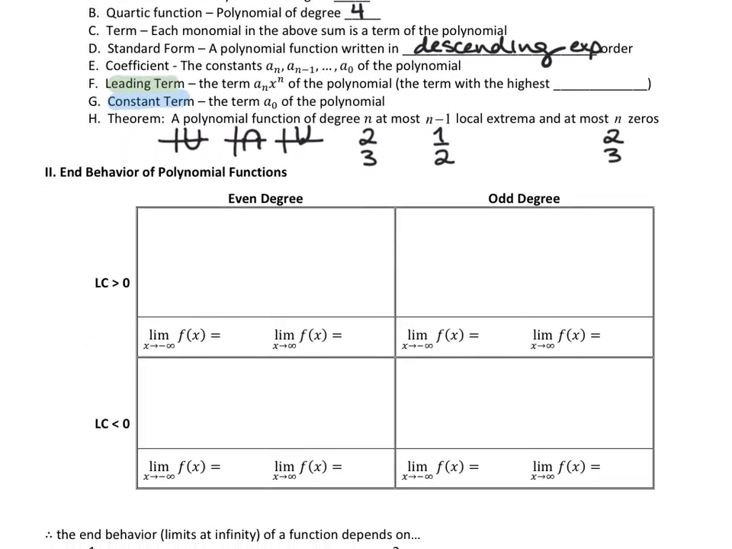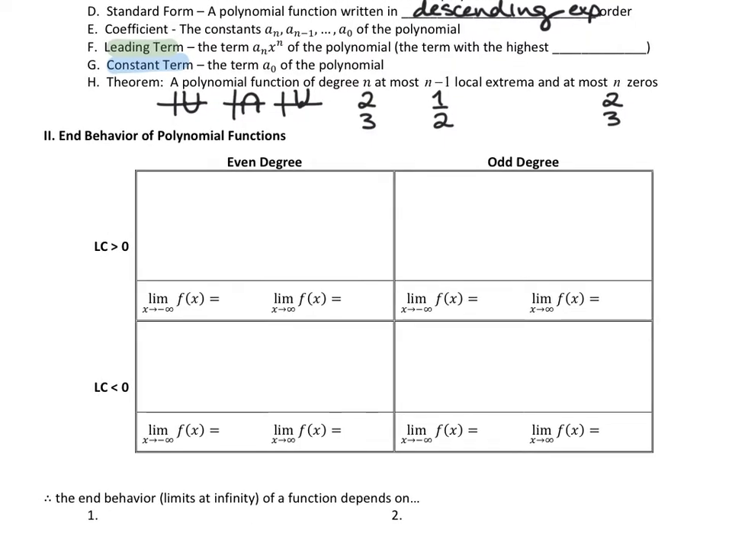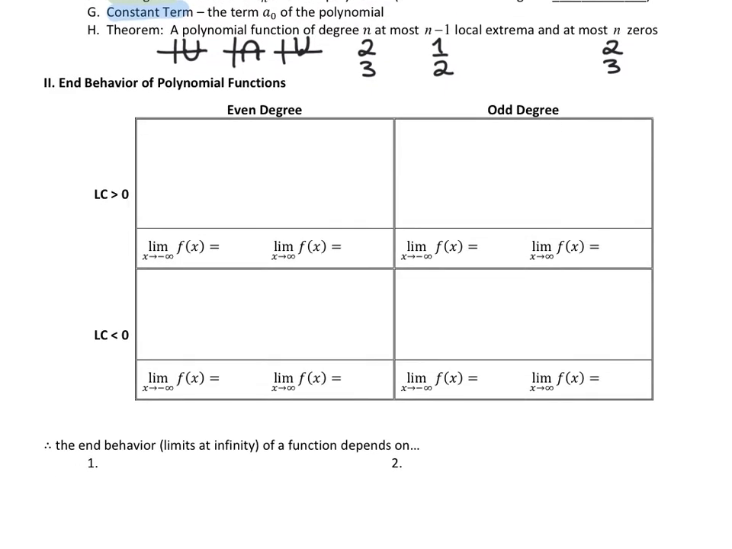But what's really important about knowing descending order or standard form of a polynomial is it allows us to immediately know about the end behavior of these polynomial functions. Now we're going to talk about end behavior in these limit statements. All of these limit statements are doing is talking about what's happening on the left side and the right side of the polynomial. So let's say we have an even degree polynomial, like a quadratic, and the leading coefficient is bigger than 0, so it has a positive leading coefficient.